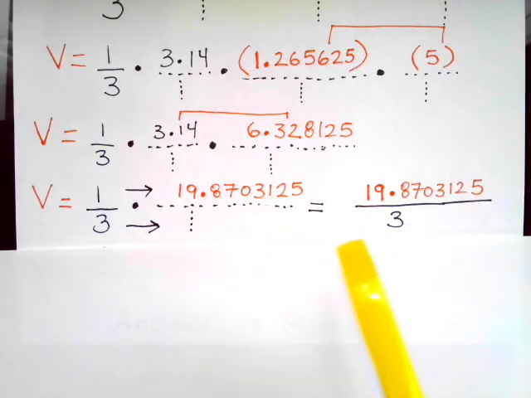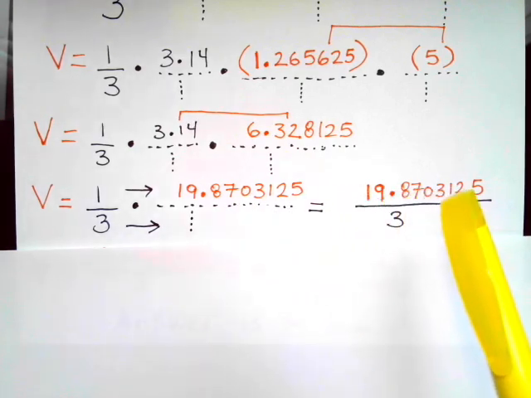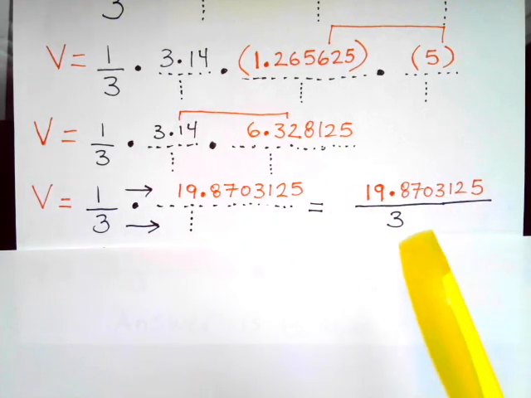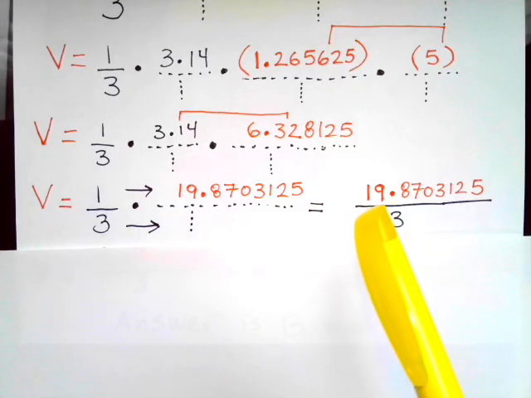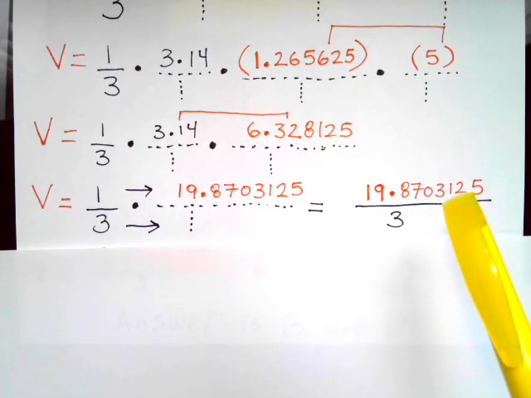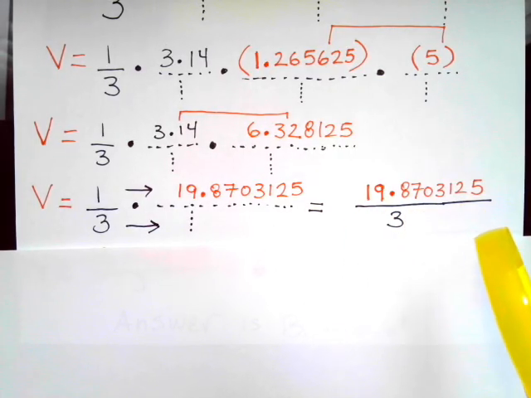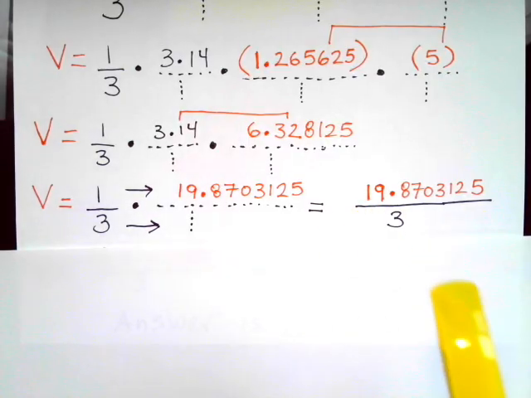The last step is to divide, right? There's no more parentheses, no exponents. I cannot multiply any further, but every fraction is a division problem. So I'm going to take 19.87031125. That's a tongue twister. And I'm going to divide by 3. Okay? That's going to give me a value.